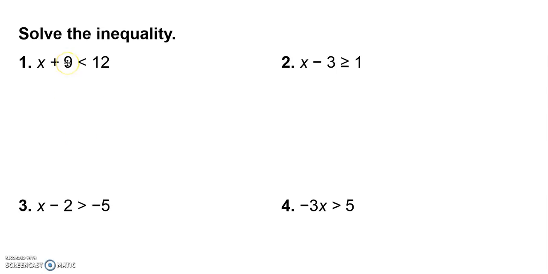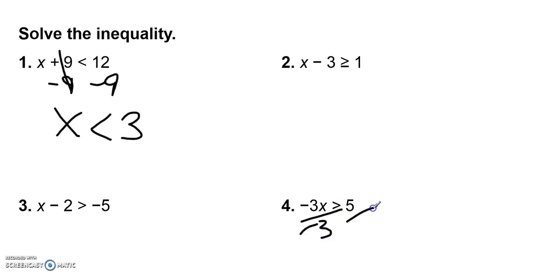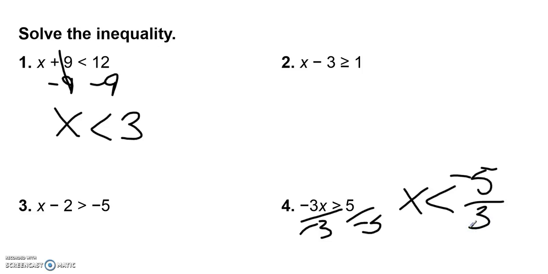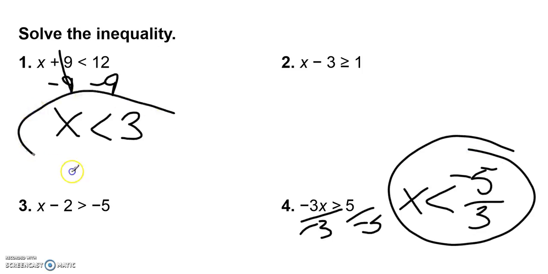Okay, so it says to solve the inequality. So if my pen works, I'll do 2 of these, you can do another one. So x is less than 3. Okay, and then I'll do this one, divide by -3, divide by -3. So x, switch the sign because we divided by a negative, is less than -5/3. Answer. You guys can do the other ones if you would like.